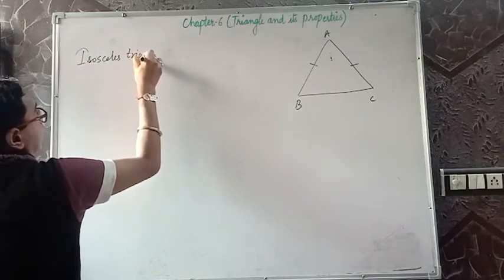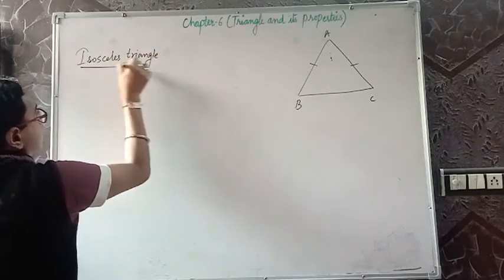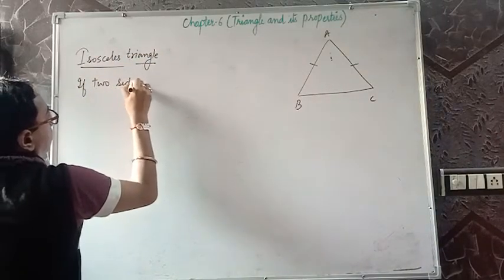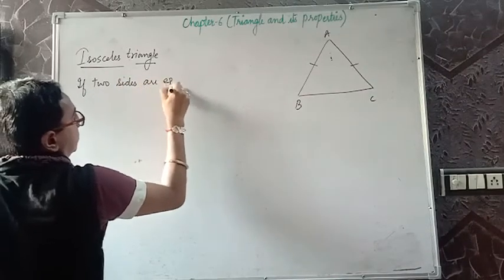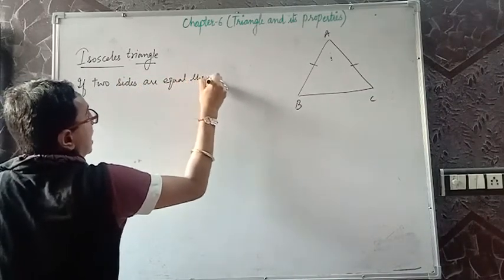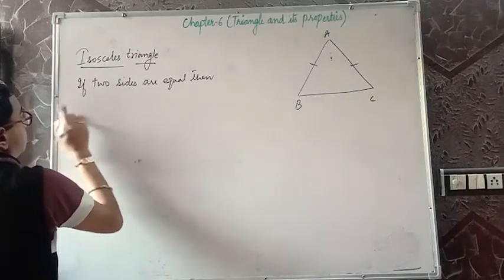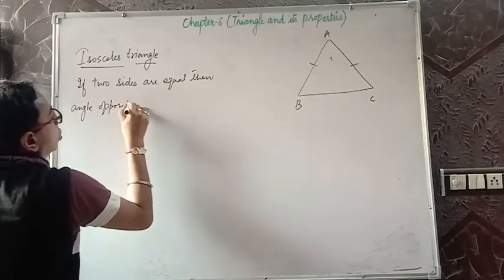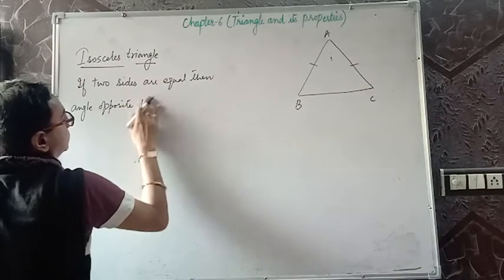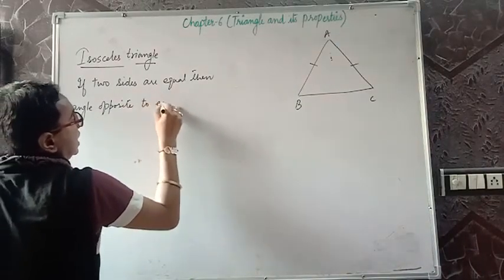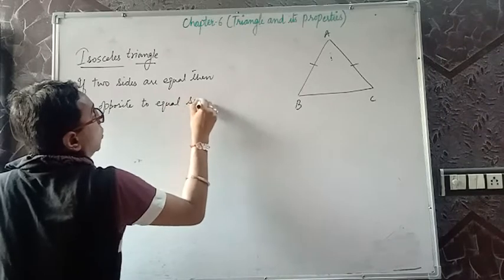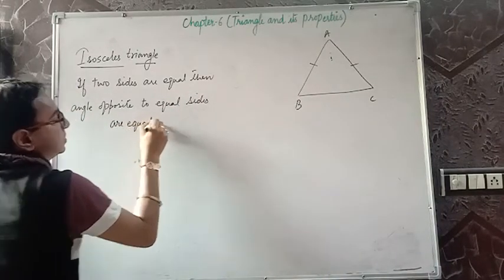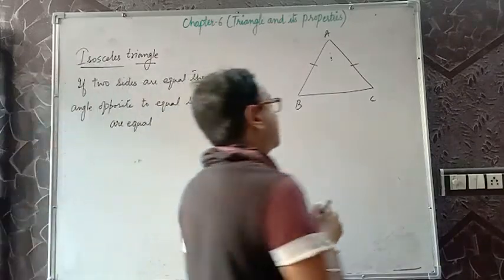It states that if 2 sides are equal, then angles opposite to equal sides are equal. Heavy language, but not. Understand what it says.